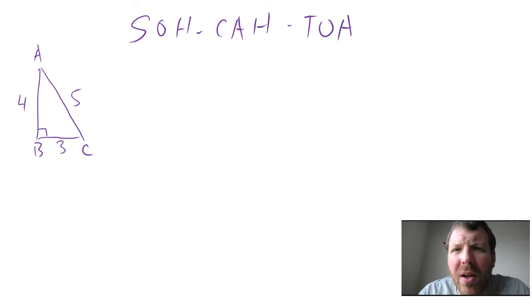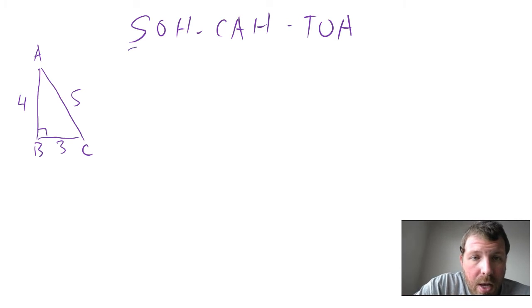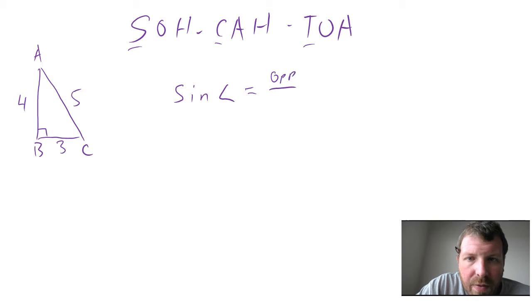All right, SOHCAHTOA is just an acronym. Okay, it's for us to remember the ratios of trig functions. That's a mouthful. Trig functions are sine, cosine, and tangent. S for sine, C for cosine, T for tangent. So what this actually means is that the sine of an angle is equal to the opposite leg of that angle over its hypotenuse.